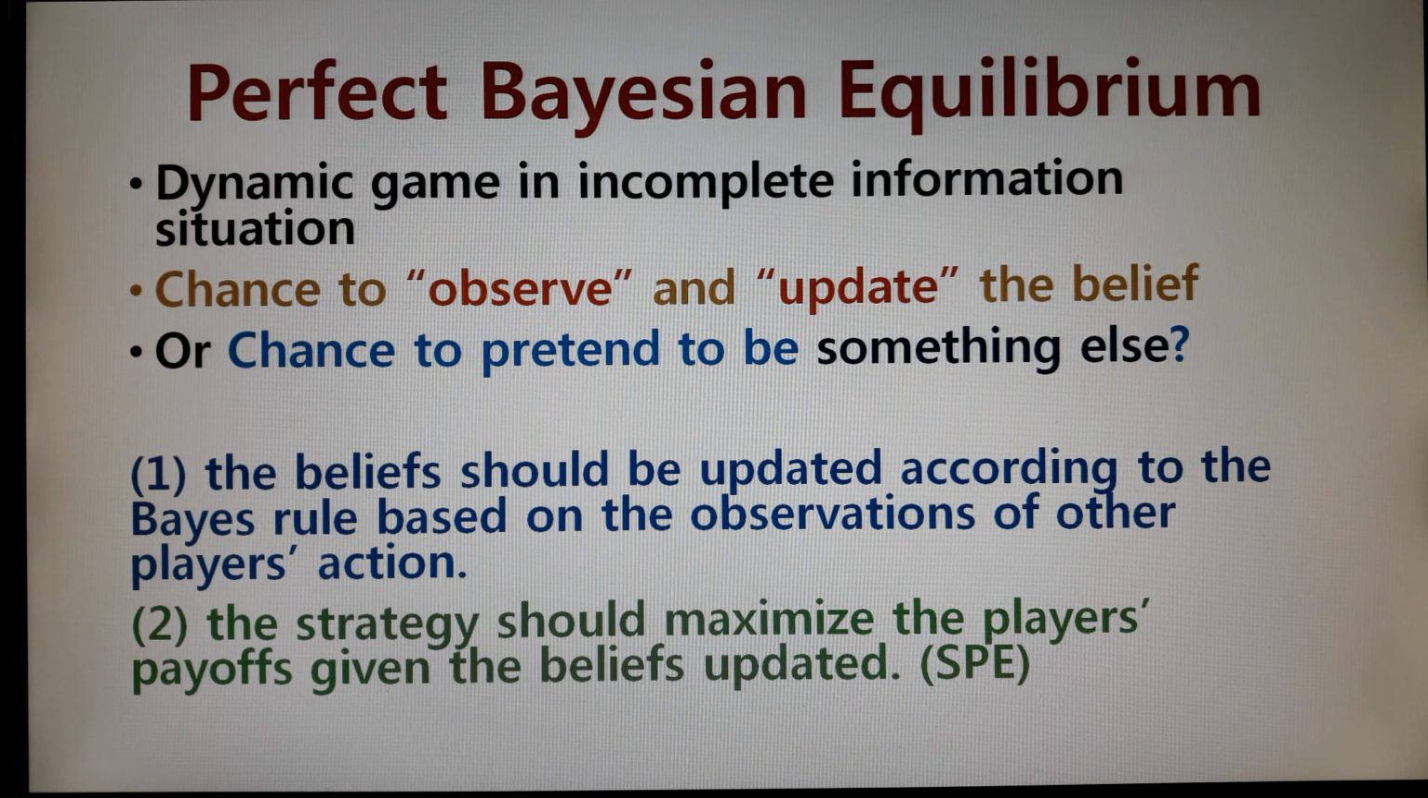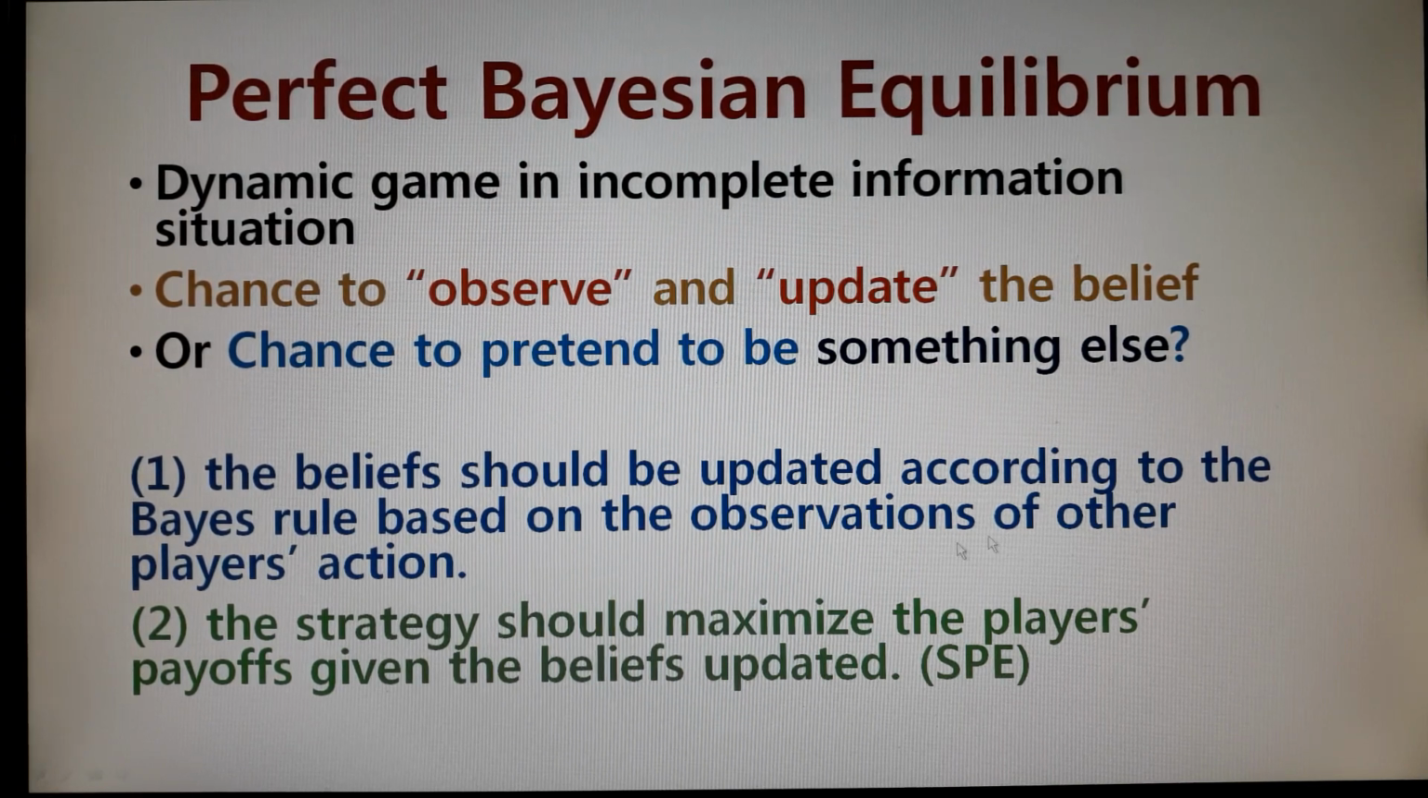As I said, of course, the other party, North Korea, also has a chance. The USA has a chance to figure out North Korea's type, and North Korea also has a chance to fake it each time. Okay? That means a chance to pretend to be something else. So the one who has a type, because of the chance of observation, has a chance to pretend to be something else. On the other hand, the one who does not know the type of the other player has a chance to observe and update its belief.